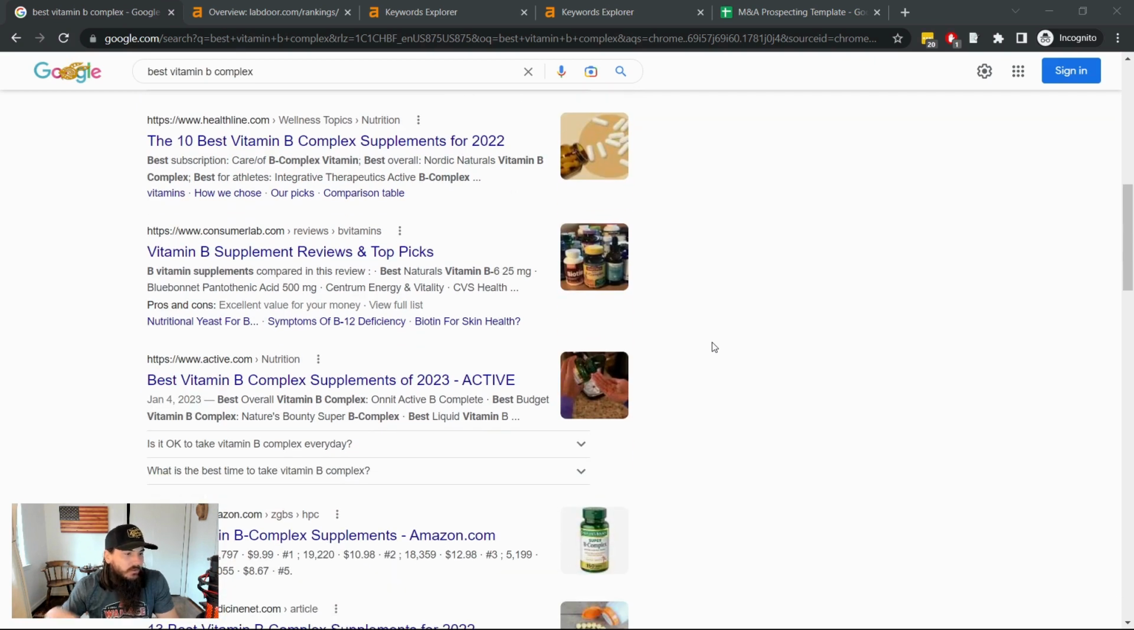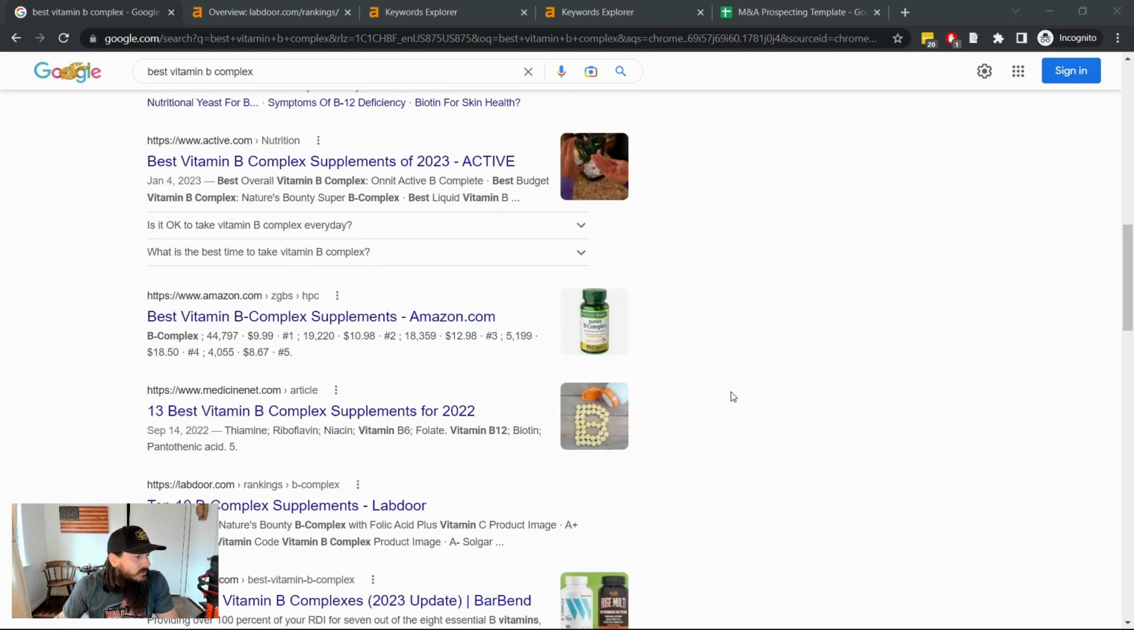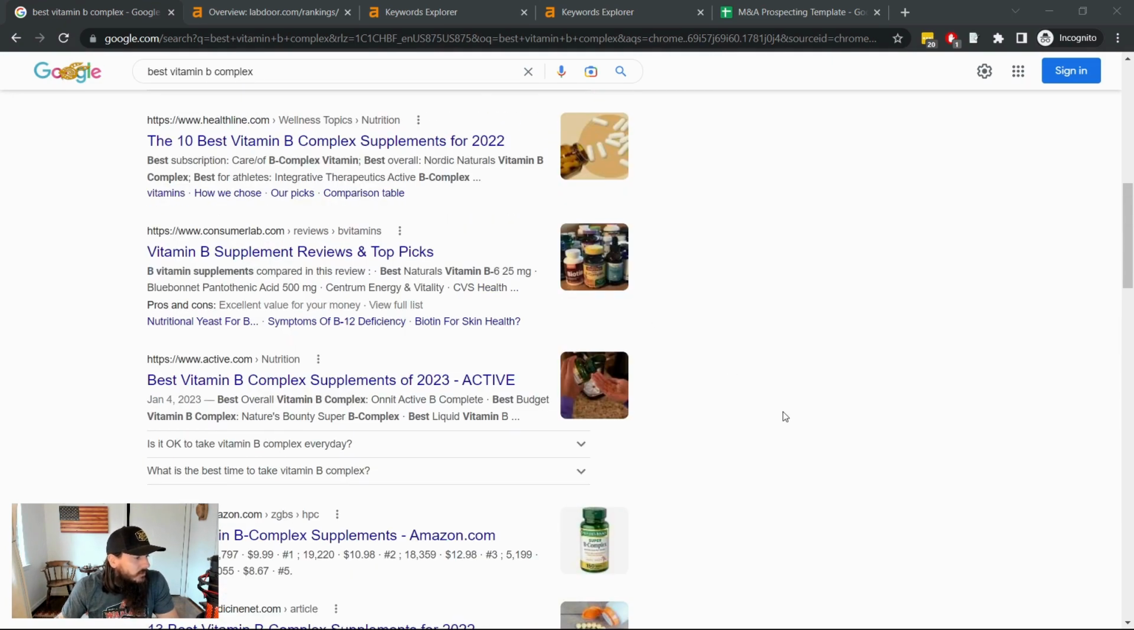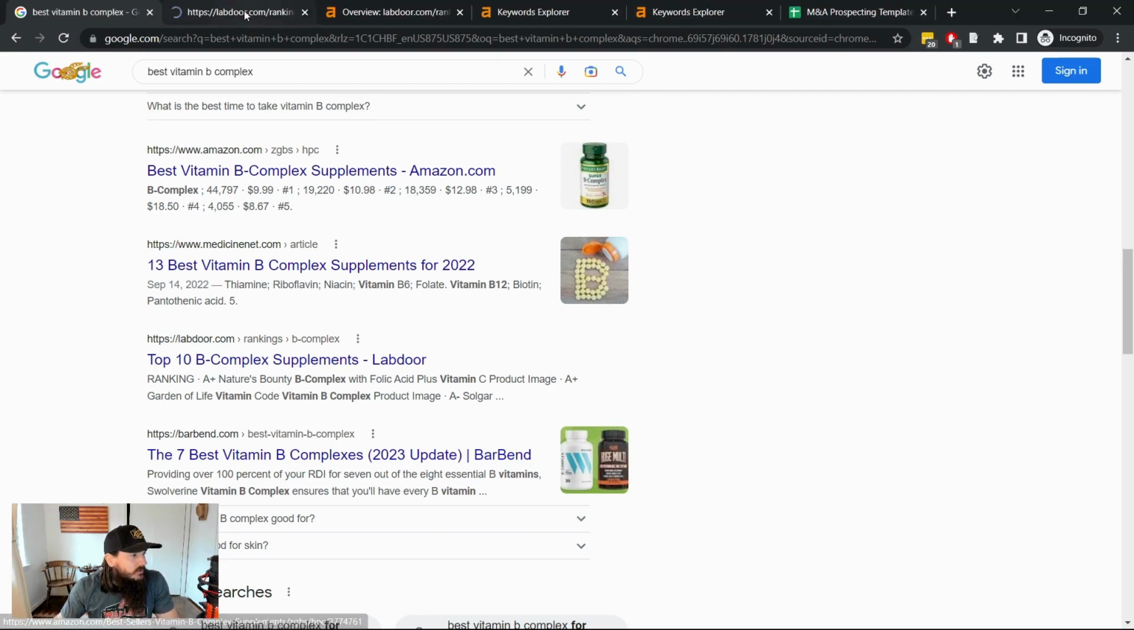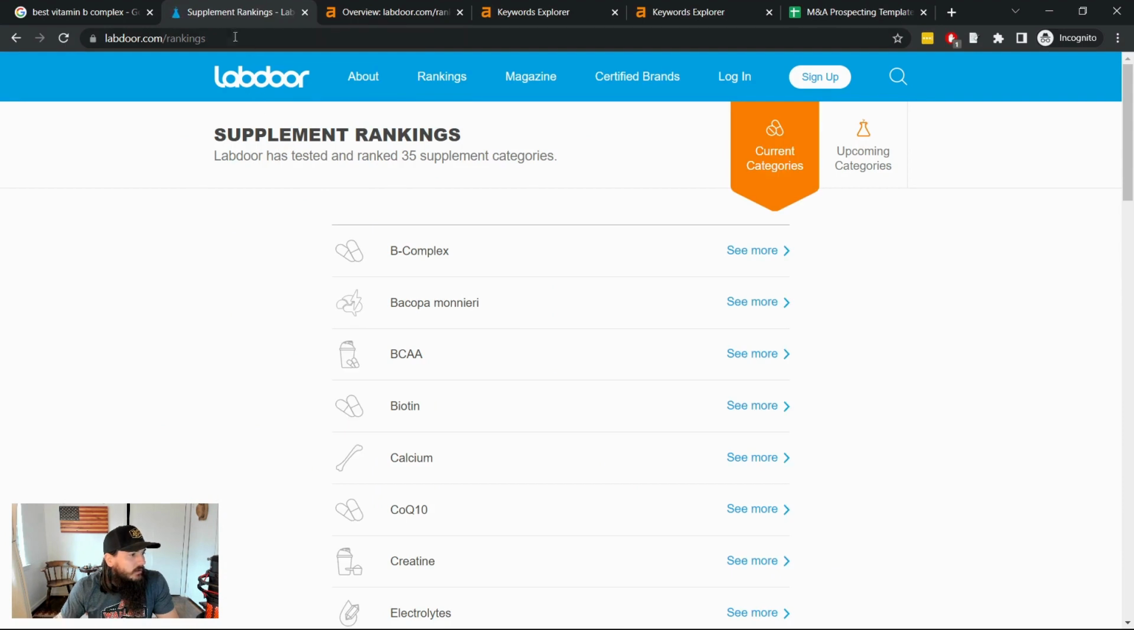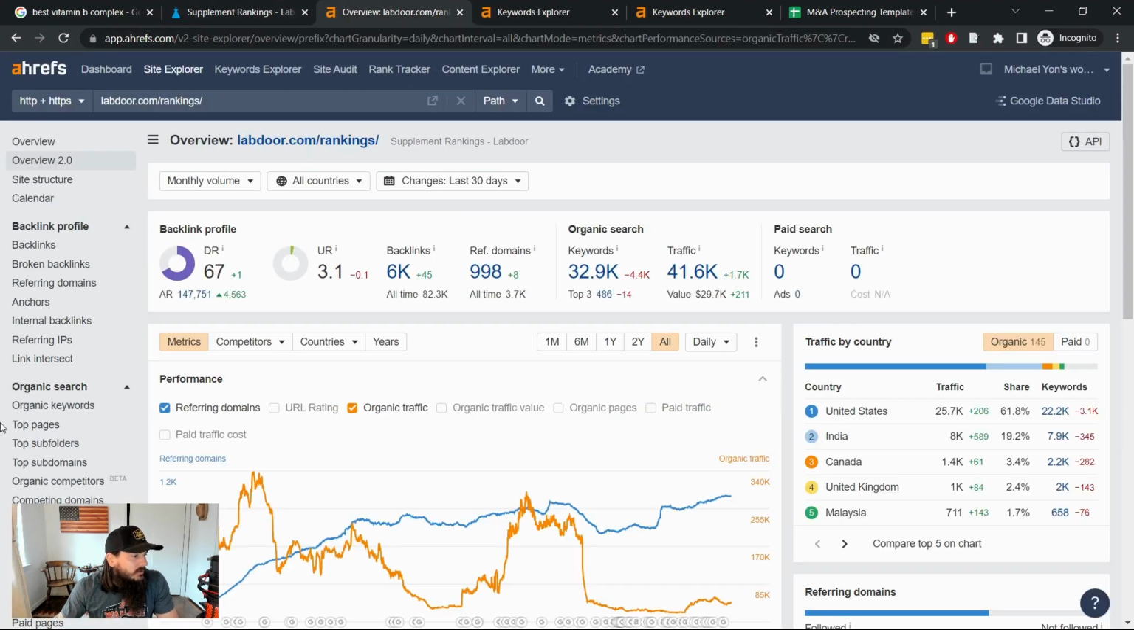So we're really just going to start out with this analysis by looking for a niche site in this landscape that really just focuses on supplements and these types of topics. So we see Consumer Lab up here, which is a really popular one, Lab Door as well. I'm just going to use them as the specific example for this keyword footprint approach. So if you click into this guy's site, they have a rankings folder that houses all of their best of content, and we're just going to rip that URL and throw it into Ahrefs.